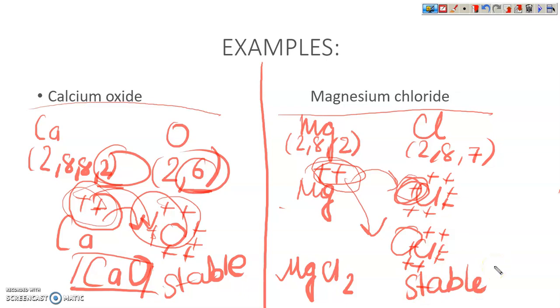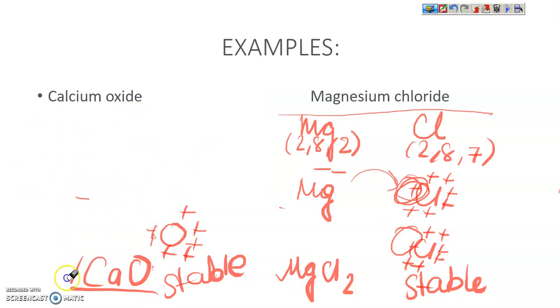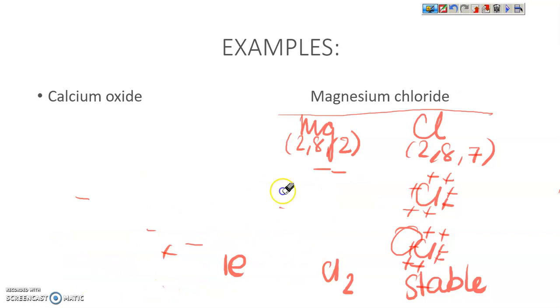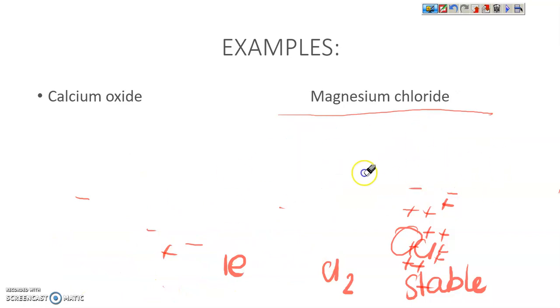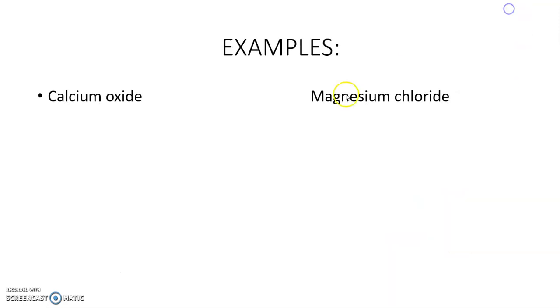So I hope you guys understand what I did. And you know what you need to do? Just pay attention to the outermost shell, the outermost orbit, and the number of electrons it contains. Then it will become easy for you.